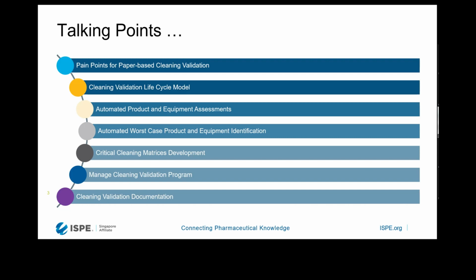Critical cleaning matrices development is more about surface area calculation. There are 3 different ways. We'll talk about how you can do that, and how you can capture product contact part surface area, non-product contact part surface area, and residual limit in one click at your fingertip. And then, now that your cleaning validation program is validated, however many cleaning processes you have, how can you manage them? We'll also talk about how you can manage that.